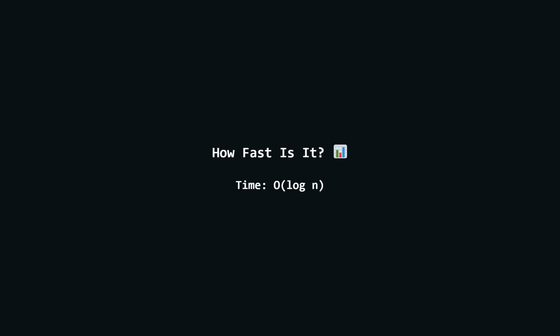The time complexity is order log n. This is because the number of times our loop runs is equal to the number of digits in the integer, which scales logarithmically with the value of the number. The space complexity is order 1, or constant space. We are only storing a couple of integer variables to keep track of our result and the current digit, no matter how massive the input number gets.